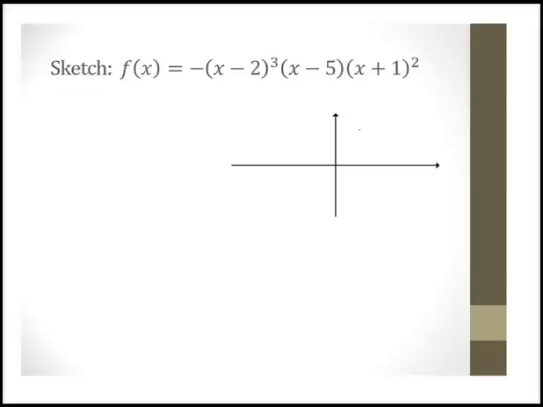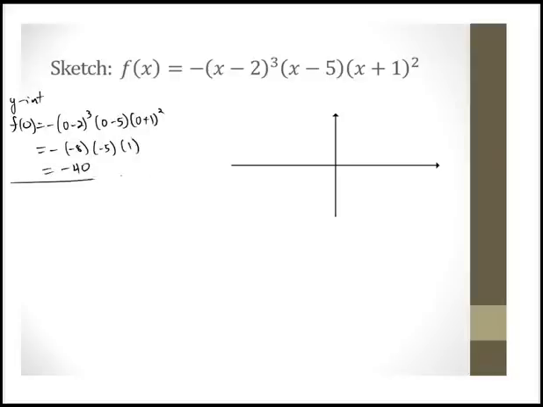Let's look at another example. Sketch f of x is negative x minus 2 cubed, x minus 5, x plus 1 squared. All right, so we want to find a y-intercept. F of 0 will be the opposite of 0 minus 2 cubed times 0 minus 5 times 0 plus 1 squared. So that would be a negative. We'd have a -2 cubed, so that's a -8. 0 minus 5 is a -5. And 0 plus 1 squared is 1 squared, which is 1. So this is -40.